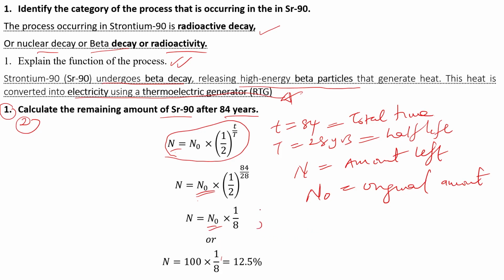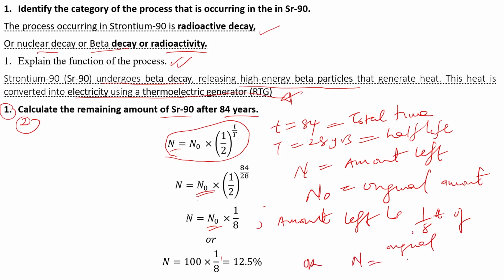So we can say the amount left is an eighth of the original. Or we can express it in terms of percentage and say the amount left will be 100, representing N naught, times an eighth. This is 12.5%. So this N naught can be replaced by 100 if you want it in percentage. So you can also use the table. Let's look at the next part.